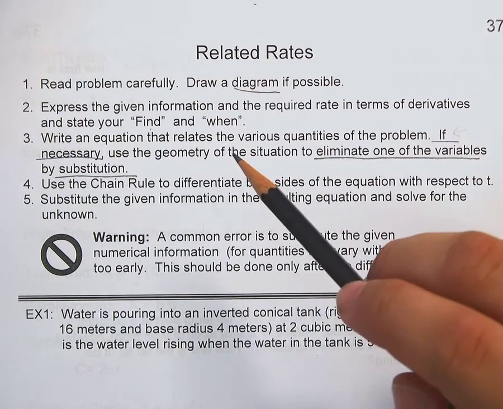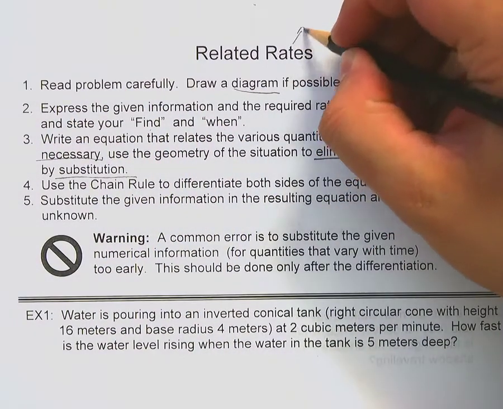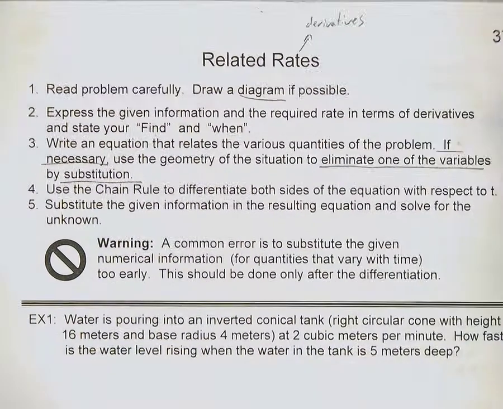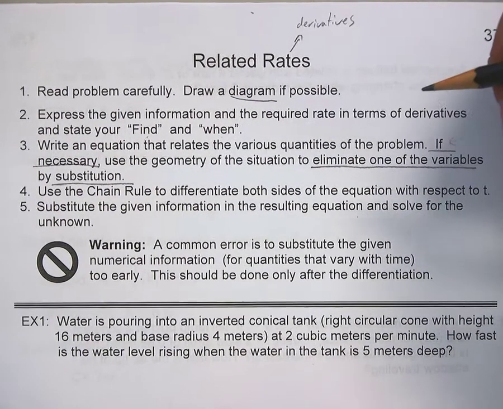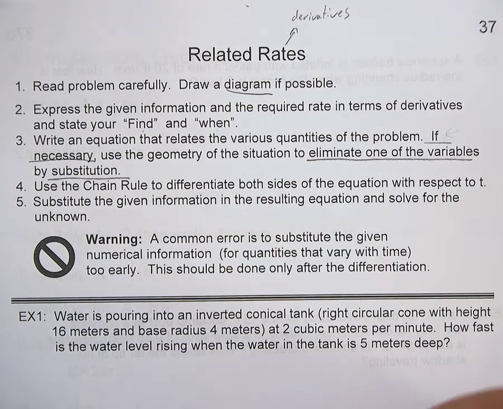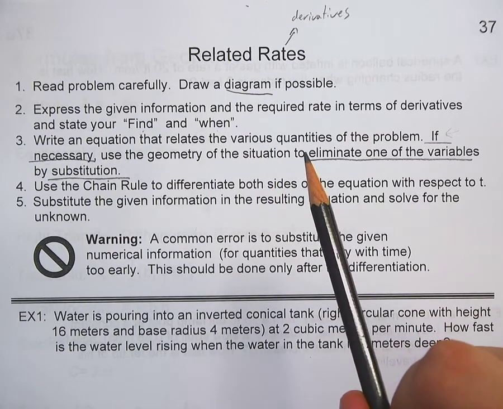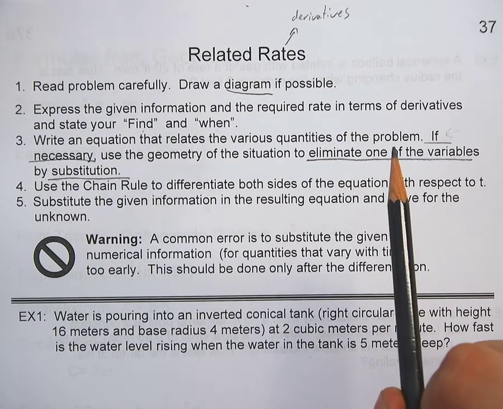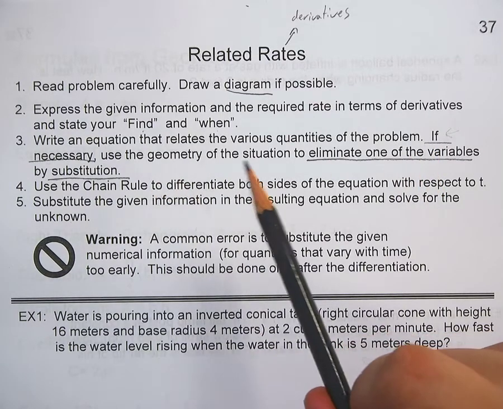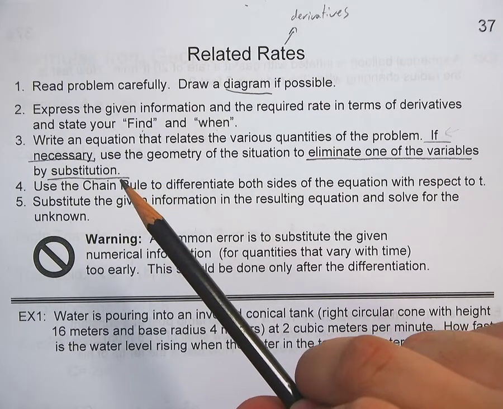See, related rates are about two rates that are the same. And when we say rates, obviously we're talking about derivatives, right? So when we're talking about related rates, we're talking about related derivatives. All right, so step three, write an equation that relates the various quantities of the problem. If necessary, use the geometry of the situation to eliminate one of the variables by substitution.